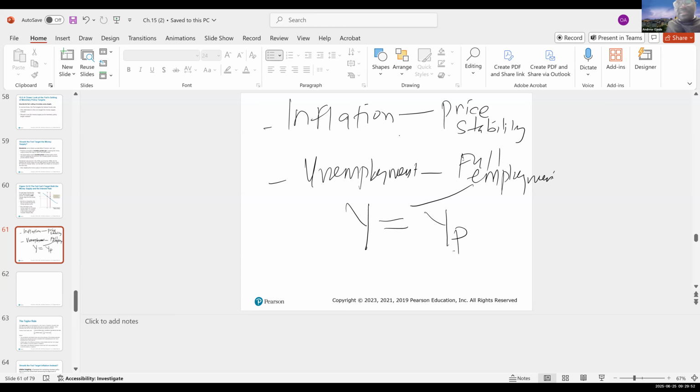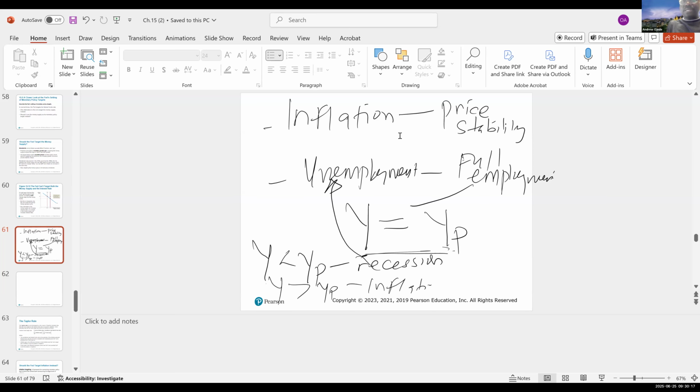Deviation from this, let's say your actual output, because the economy may end up producing less than normal output. This is what we call a recession. And that's going to trigger high unemployment. So the Fed needs to act to bring output to its full employment. Or output could rise above full employment. That's what we call an inflationary gap. That's inflationary. So the Fed needs to bring output back to full employment.